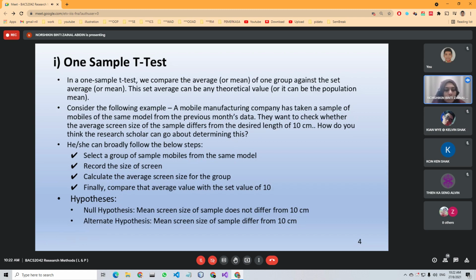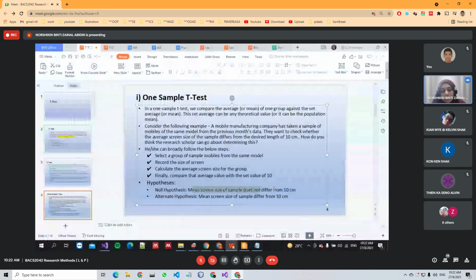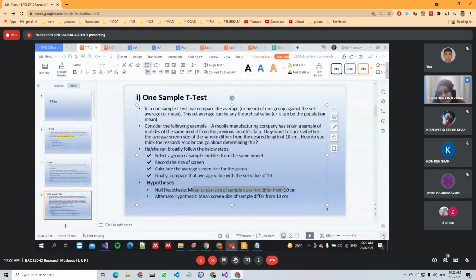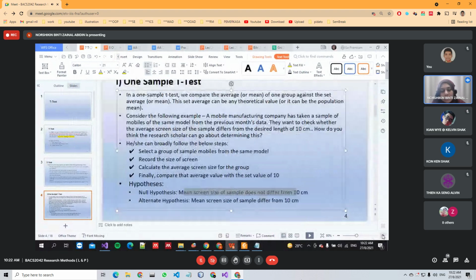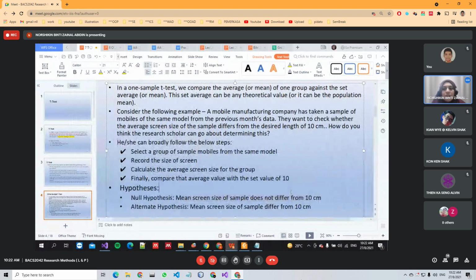So here they come with two hypotheses. The first one, null hypothesis: screen size of the sample does not differ from 10 cm. Because 10 cm is the length that they desire. The alternate hypothesis, of course, is that it differs from 10 cm.